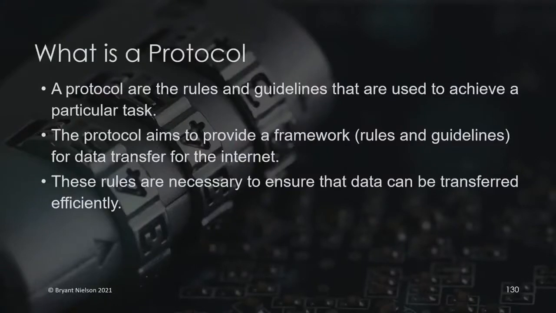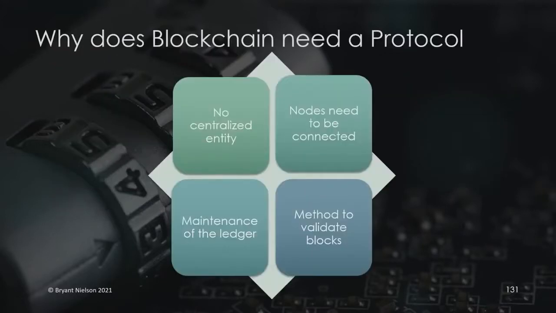And so the question is, what do you need for an enterprise protocol? Well, a protocol is basically these rules, these guidelines, these structures, this architecture that exists for a blockchain. These protocols provide that framework, which is the rules and guidelines. And then basically you have them so that it runs efficiently. That's what a protocol basically is.